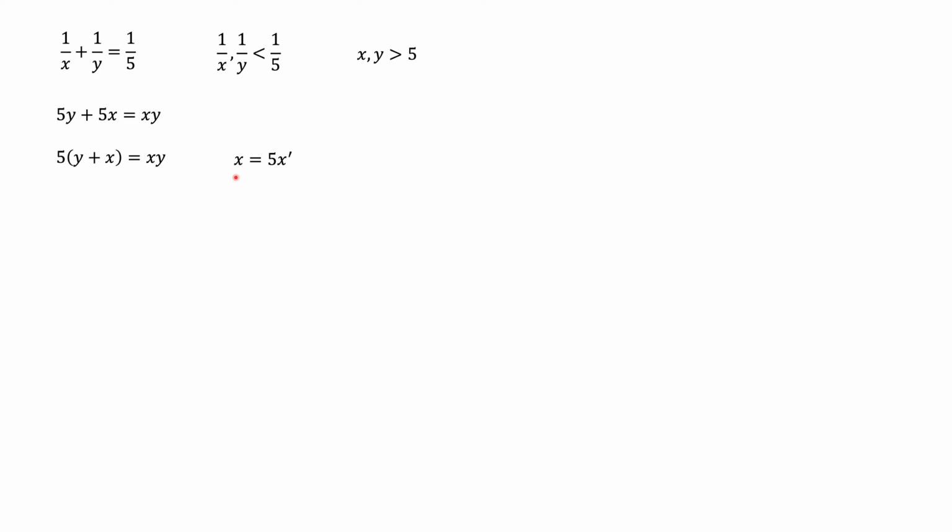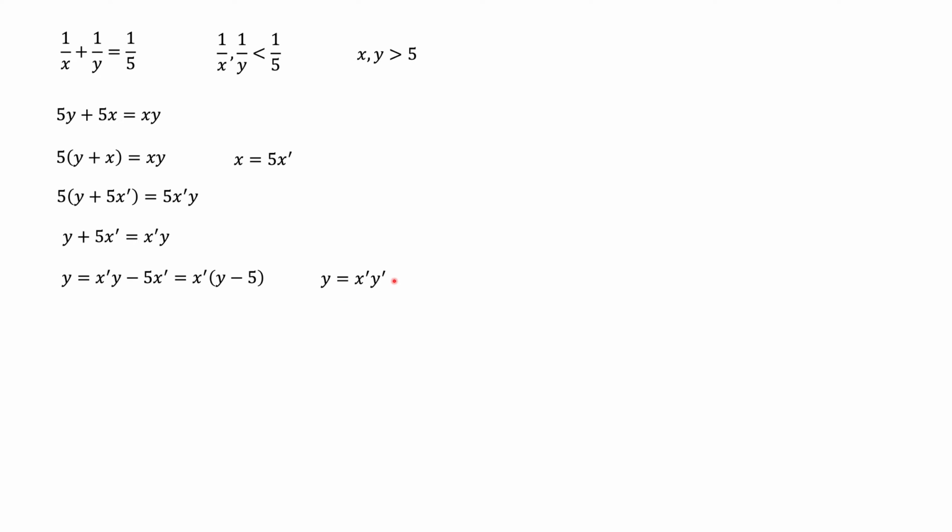Now let's just continue, and what we're going to do now is substitute this value of x into this equation, divide this equation by 5, and now let's rearrange the terms. We'll take this 5x prime to the other side. And what we find here is that y equals x prime times y minus 5, which is a positive integer since y is greater than 5. But what this means is that y is divisible by x prime. So in this case, we can write y as x prime times some positive integer y prime.